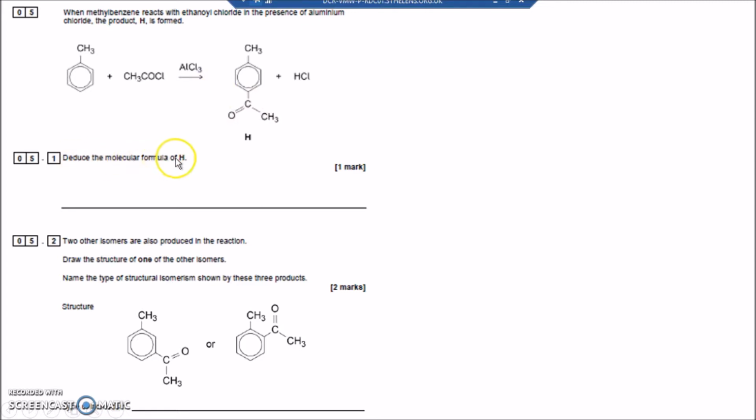Anyway, deduce the molecular formula of H. What have I got? How many carbons have I got? I've got 6 in the ring, 7, 8, 9. I've got 9 carbons. How many O's? 1 O. And how many H's? 3, 4, 5, 6. And then on each of these I've got 6, 7, 8, 9, 10. So every carbon has 3 bonds. Now I've got a delocalized ring of electrons here which forms the 4th bond. C9H10O.